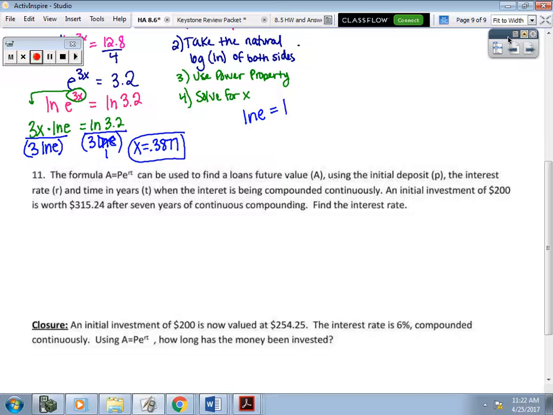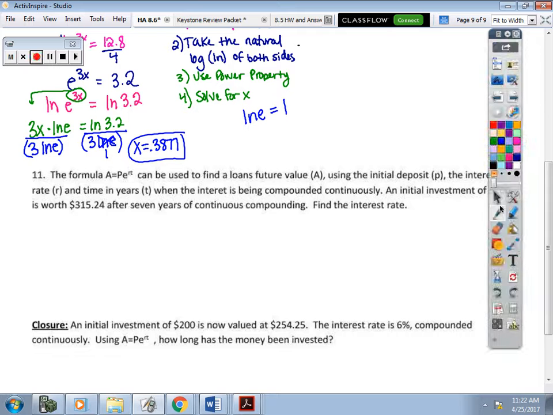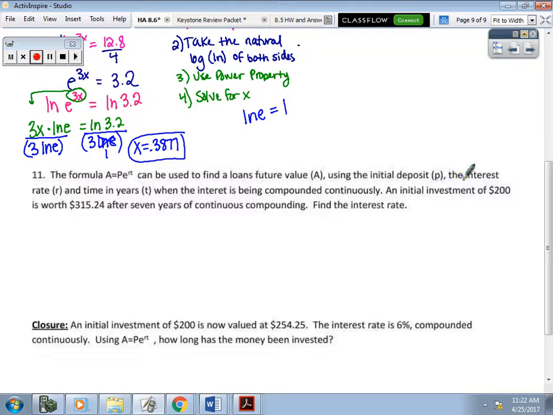So it says the formula A equals P times e to the RT power, which is often referred to as the PERT formula for obvious reasons, can be used to find a loan's future value A using the initial deposit P, the interest rate R, and the time in years T when the interest is being compounded continuously. So what that means is that you're putting money in an account and the interest is accruing continuously.